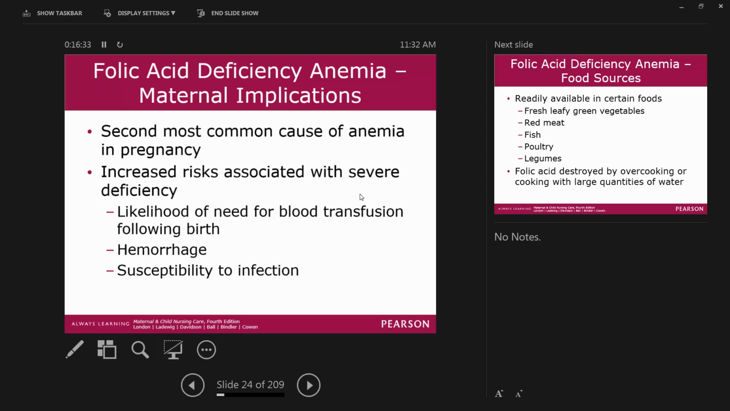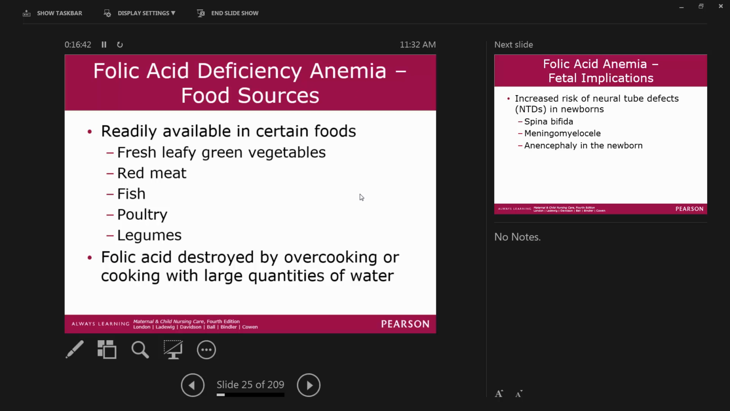Anyways, here are our risks to mom. One of the big things about all these anemias that we're going to go through is if she's anemic and then she has a delivery, she's not able to tolerate a huge blood loss. So an average blood loss for a vaginal birth is 500 cc's, and she could be at 300 cc's, and she could virtually be hemorrhaging for her own situation.